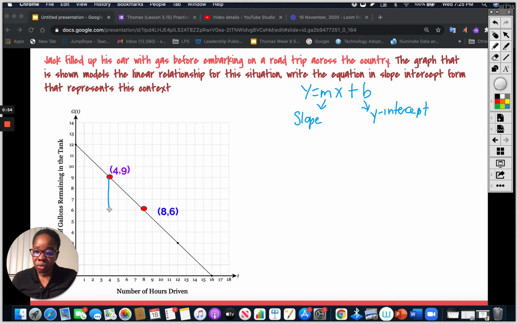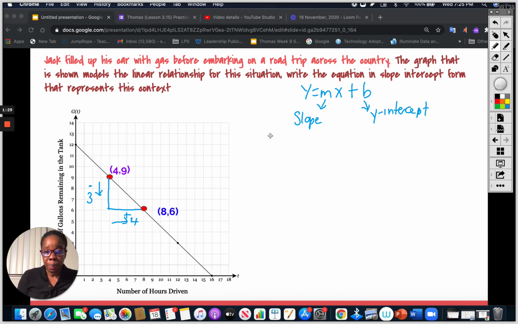I always like drawing my slope triangle, so just connecting those. Moving from one point to the next, for my y coordinate, I'm going down, so that's going to be a negative. How many units am I going down? I can count it. 1, 2, 3. And then how many units am I going across in the direction of x? So this is my change in y. My change in x is going to be 1, 2, 3, 4. That's a plus 4.